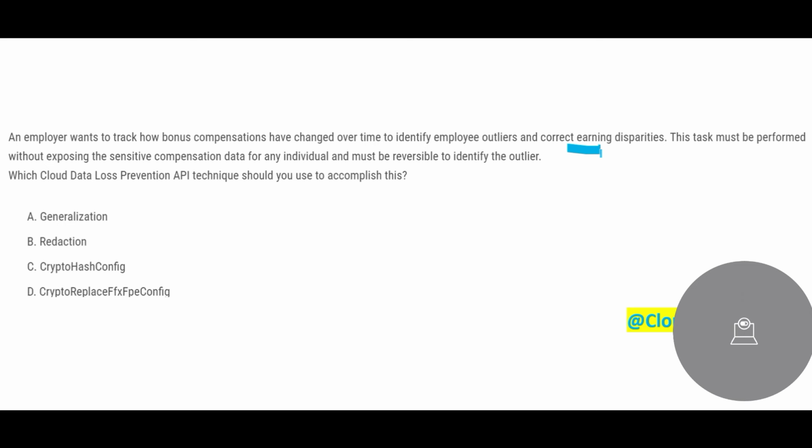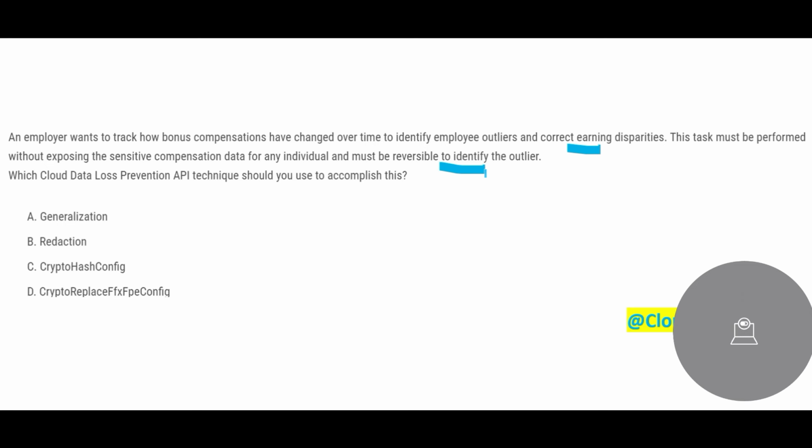Okay, so this task must be performed without exposing the sensitive compensation data of an individual, and must be reversible to identify the outlier. So that means the person doing this AI or data science work should not see the employee name.